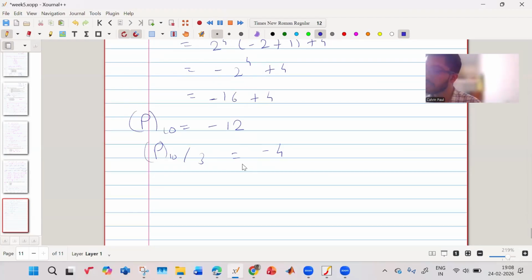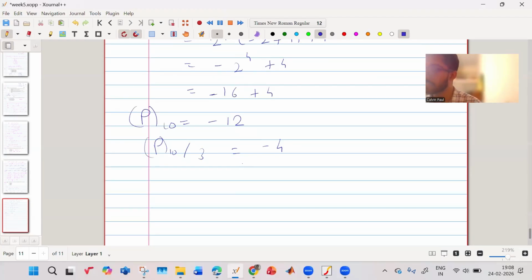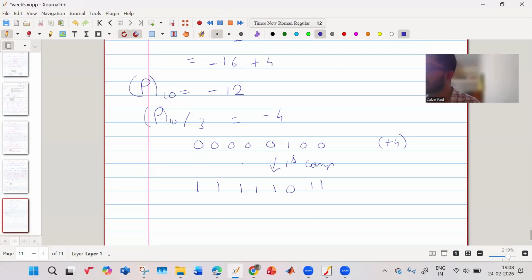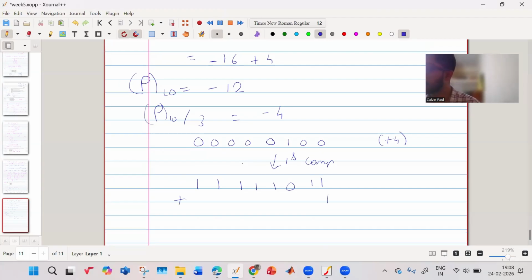So how do you do it? Let us just write, and the bits are given. It is 8 bits. So it is 0, 0, 0, 0, 0, 1, 0, 0. This is plus 4. Now what we do, we find the 1's complement. That is 1, 1, 1, 1, 1, 0, 1, 1. Then we have to add 1. That becomes 0, 0, 1, 1, 1, 1, 1, 1. So this actually is your minus 4 in 2's complement.